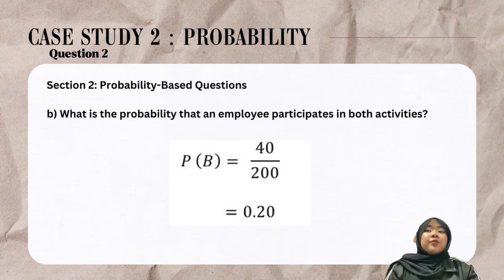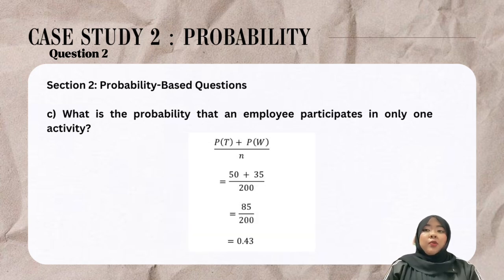The probability of event B, which represents participation in both activities, is equal to 40 divided by 200. Out of 200 employees, 40 participate in both activities, so the probability that a randomly selected employee participates in both activities is 0.20. Question C, what is the probability that an employee participates in only one activity?